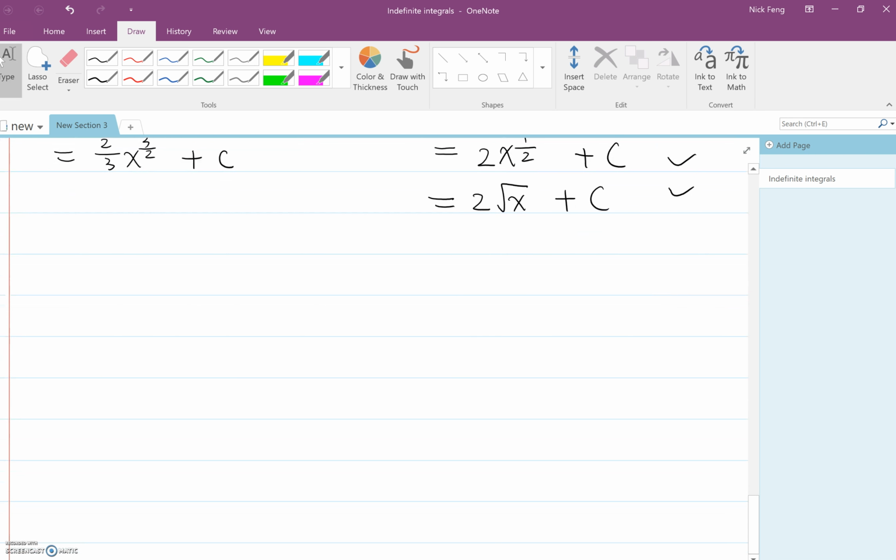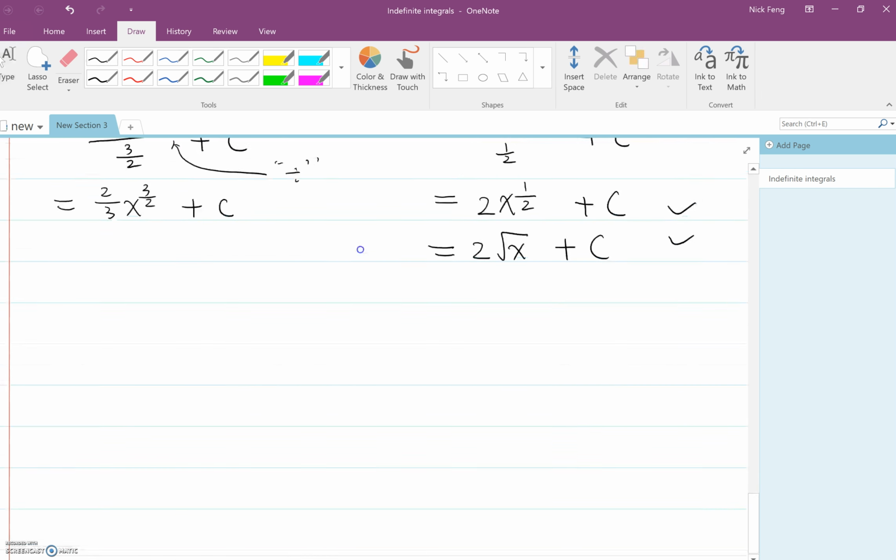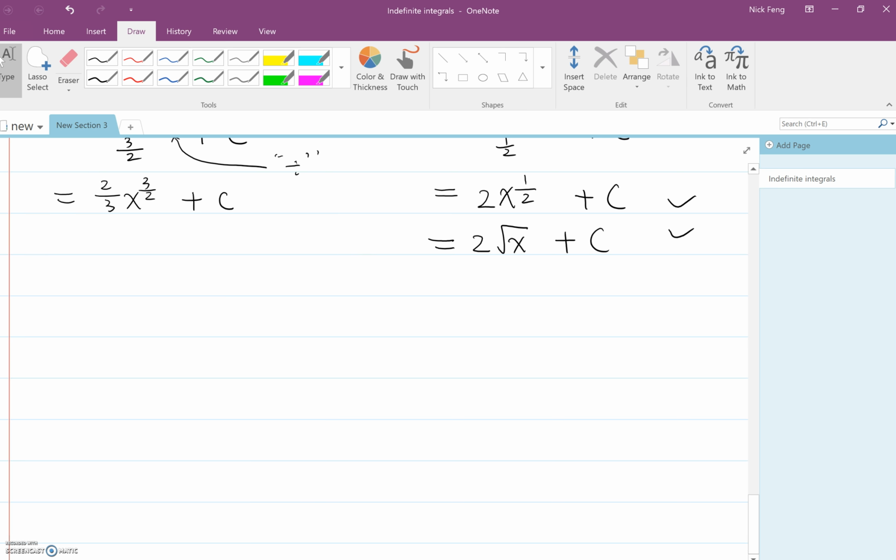Let's look at some complicated things. What happens if I need to integrate square root of 3x plus 5 dx?